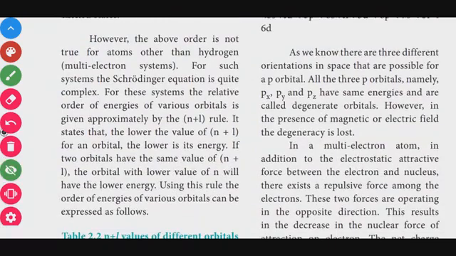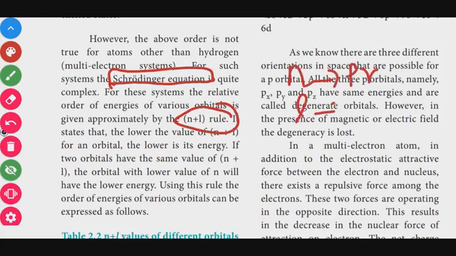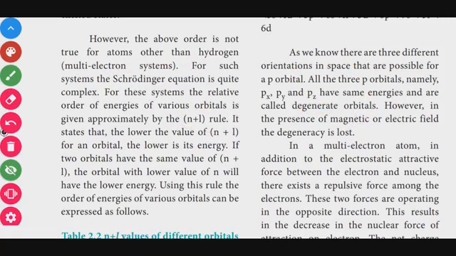For such a multi electron system we have the Schrödinger equation. After that, they have given us an n+l value. In n+l value, n is the principal quantum number and l is the azimuthal quantum number. Okay, it states that the lower the value of n+l for an orbital, the lower the energy will also be.